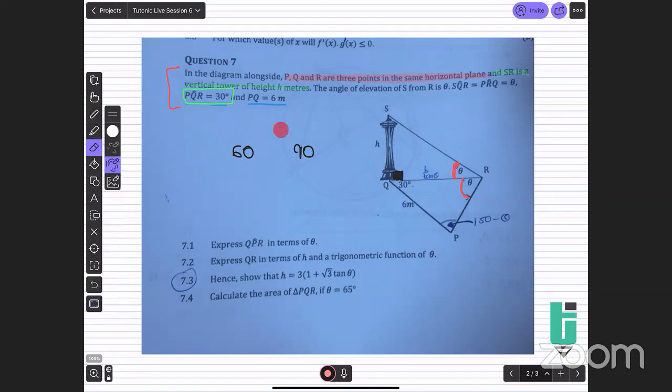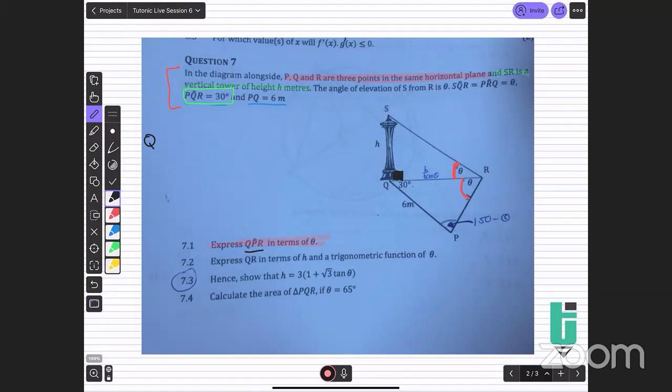So now it says express QPR in terms of theta. What did you understand by that question? We must have an answer in terms of theta, so theta must be in the answer. Yes. So what are you solving for? You're not solving, you're just expressing, I think. Yes, you're expressing angle P. So you're going to say QPR equals something with theta in it.